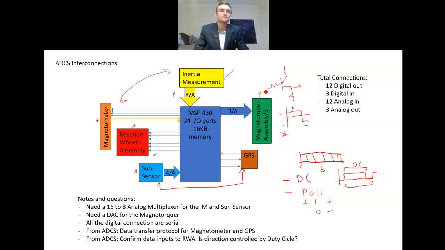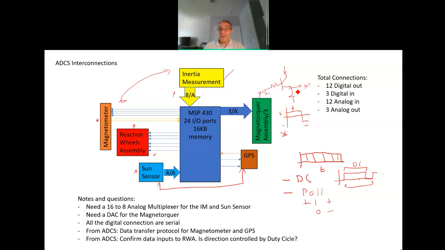It would be something like this. This is the output from the microcontroller, okay? And this is actually what's going to go to the magnet torquer. This assembly is going to have actual positive and negative sources of voltage. So I'm going to have like here -5 probably and +5 voltage.